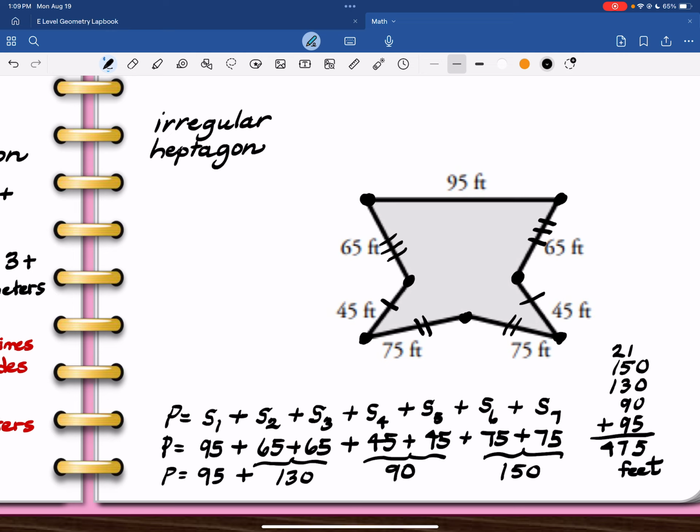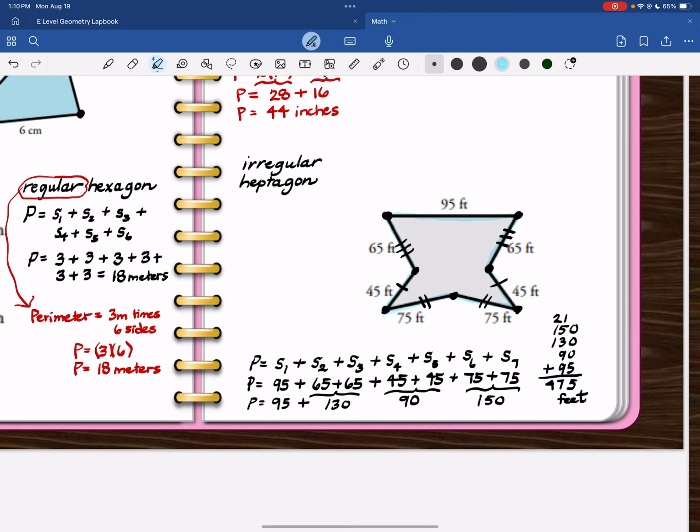Maybe this is some kind of sports field where kids can play, a playground, or a field, a garden, very large field. 475 feet of fencing would be needed for this perimeter. From there to there, there, there, there, there, there, and there. We're not concerned about the inside. We're not concerned about the dirt or the grass. We're just concerned about the outer perimeter.